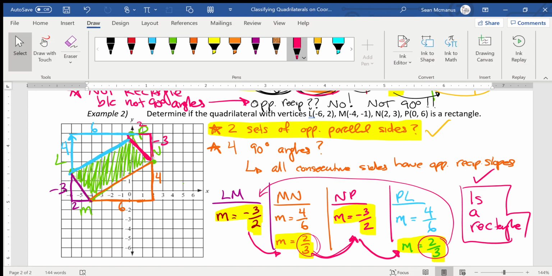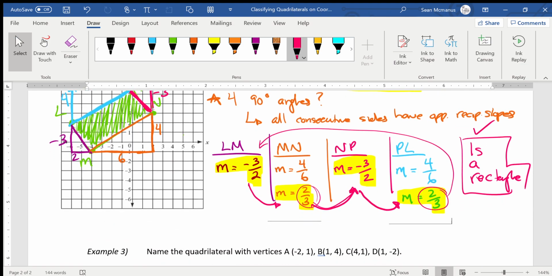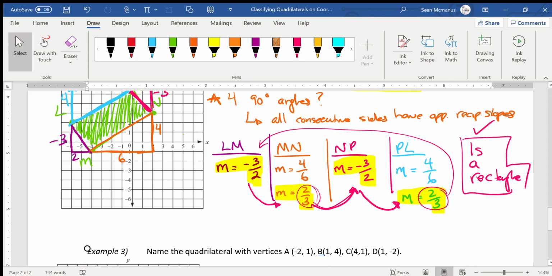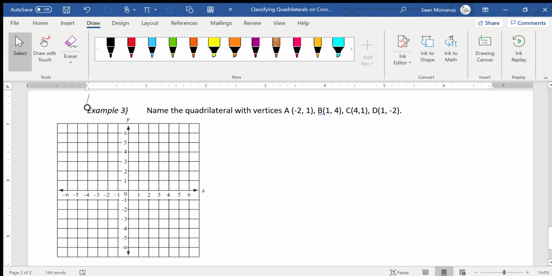All right, so we got one more video in our bonus coverage here. I think, yep, there it is. Example number 3. A little bit slow there. So name the quadrilateral with the vertices.